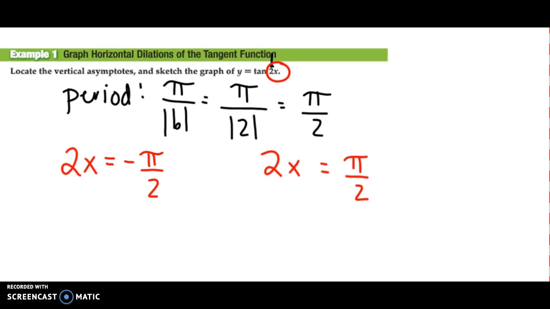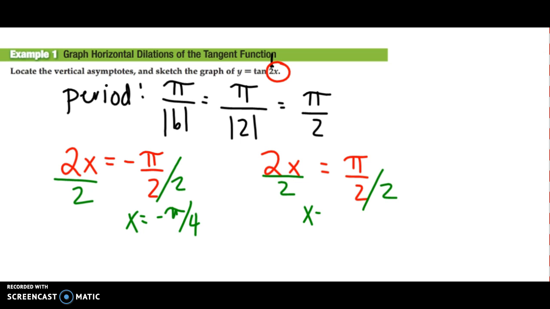Now I'm going to solve for x. If you're trying to get x by itself, you divide by 2. Divide this by 2, same over here, divide by 2. And I find that one of my vertical asymptotes is at negative pi over 4. The other vertical asymptote is at positive pi over 4. And you'll notice the distance from negative pi over 4 to pi over 4 is pi over 2 radians. So that's where the period comes into play.